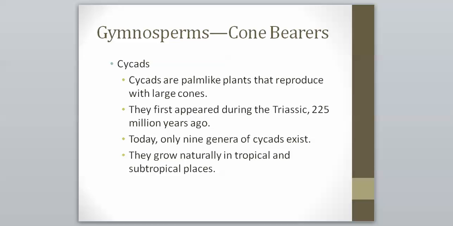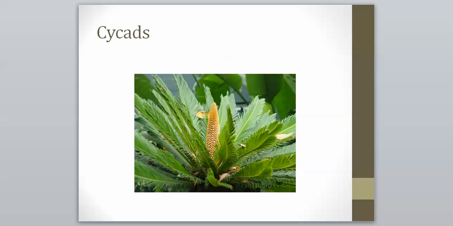Our next one we're going to look at is the cycads. The cycads are palm-like plants that reproduce with large cones, so they look similar to a palm tree. They first appeared during the Triassic period about 225 million years ago, and today only nine genera of cycads exist, and they grow naturally in tropical and subtropical places. So we're not going to see these around here because we are not tropical or subtropical, but just know they're palm-like and they use large cones. As you can see, it almost has a similar leaf to a palm tree, and you can see that big cone growing right in the center. So that is what our cycads look like, palm-like with one large cone.